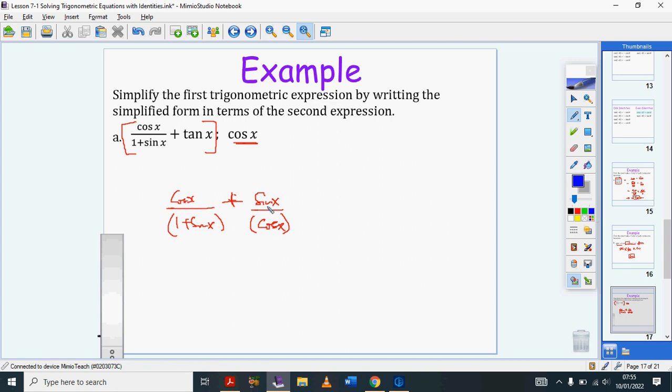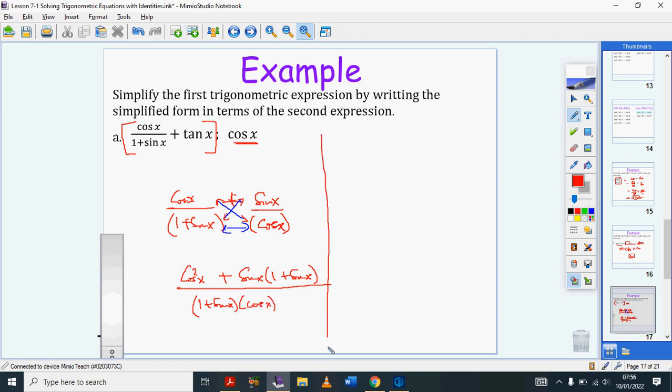I don't know how you guys add fractions, but there's this simple trick of multiply those, and then multiply these. Or if you're using LCM, it's the same idea. So at the top I'll have cosine squared x, because this cosine multiplies that cosine to get cosine squared x, plus sine of x, open brackets, 1 plus sine x, because this multiplies that one down there, and the denominator becomes 1 plus sine x, open brackets, cosine x. So what I have at the top is cosine squared x plus, when I distribute this, sine x times 1 is sine x. Oh, sorry. Sine x plus sine squared x divided by 1 plus sine x times cosine x.